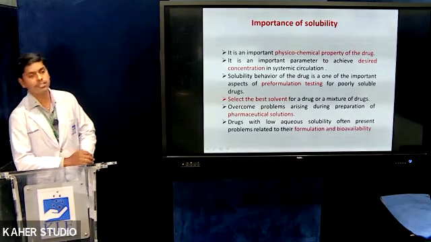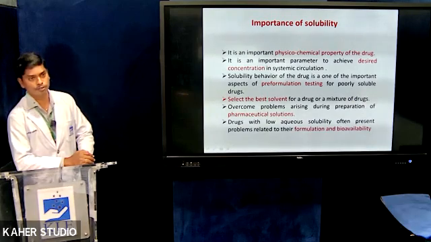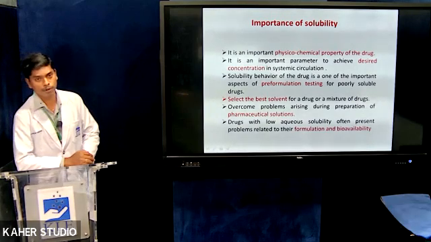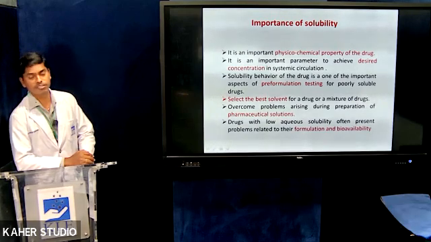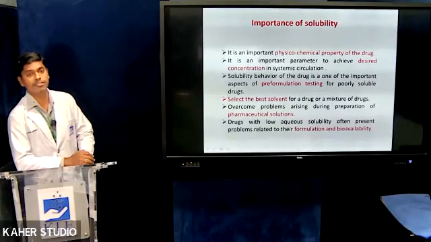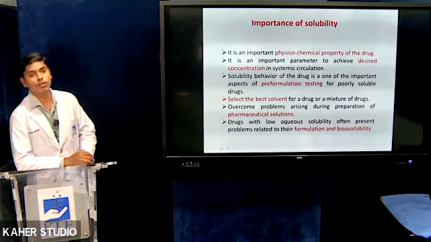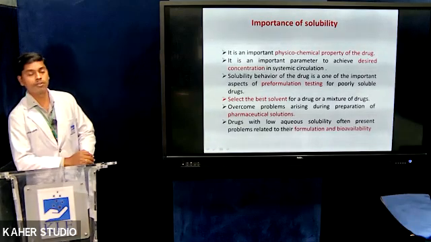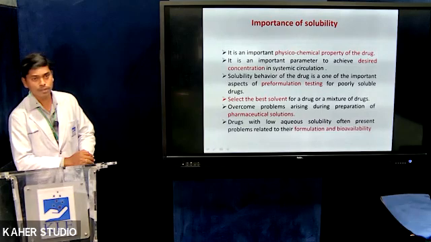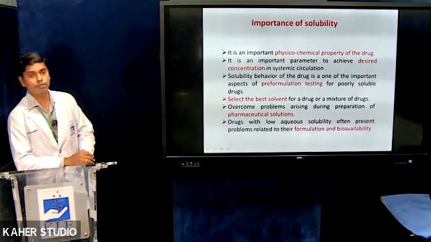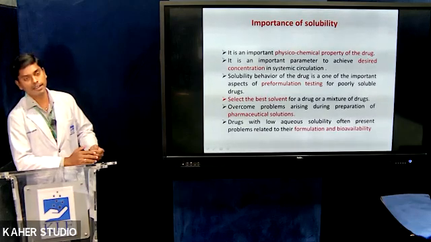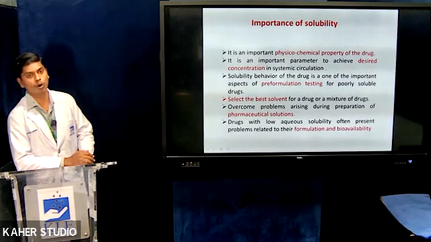So we have seen there are so many pharmaceutical solutions which are prepared in the laboratories. As I mentioned, the mixtures, solutions, elixirs, suspensions, emulsions, etc., where the solute plays an important role, where the interaction of the solute and solvents takes place to form the solution. So there are so many problems arising during the preparation of pharmaceutical solutions. At that time, solubility plays an important role.